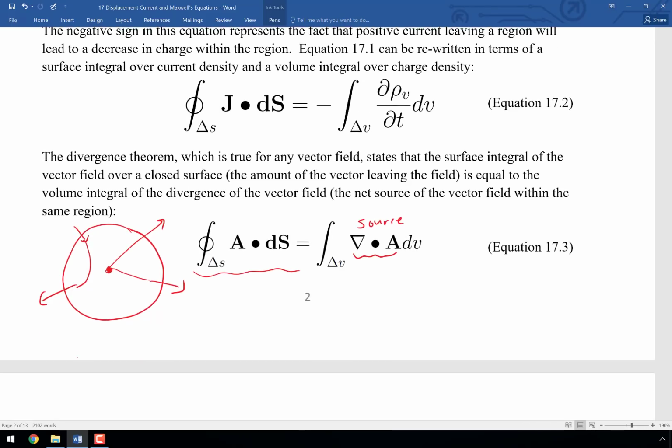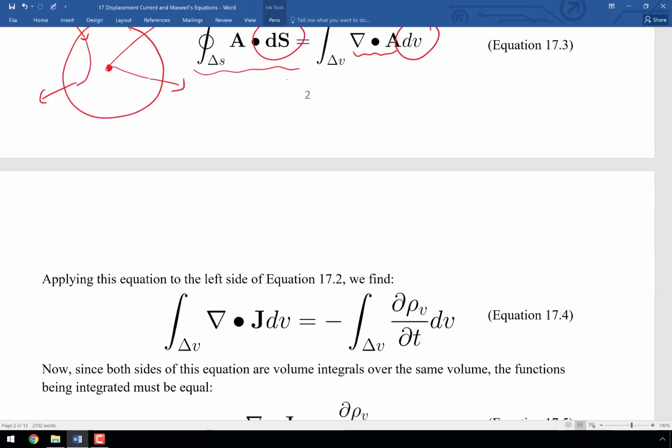So we find that the surface integral of all of the particles leaving the region is equal to the volume integral of the source of particles within that region. And so this divergence theorem, if you look at it, essentially converts an integral over a surface into an integral over a volume. And that can be extremely helpful to us. In particular, we're going to apply it to the left side of equation 17.2, where we're going to convert that from a surface integral into a volume integral.